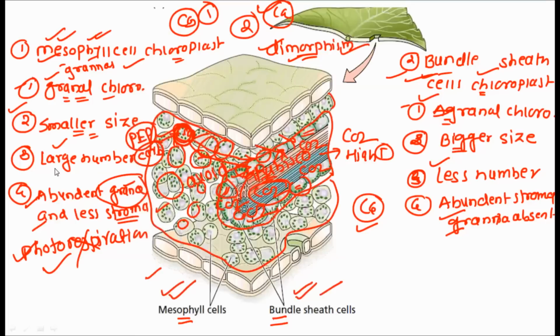Then, in mesophyll cells, chloroplasts are large in number, while they are small in number in bundle sheath cells. And abundant grana and less stroma are found in the mesophyll cell chloroplast, while abundant stroma is found and grana is absent in the chloroplast of bundle sheath cells. Alright, so this is the dimorphism in chloroplast which is found in C4 plants.